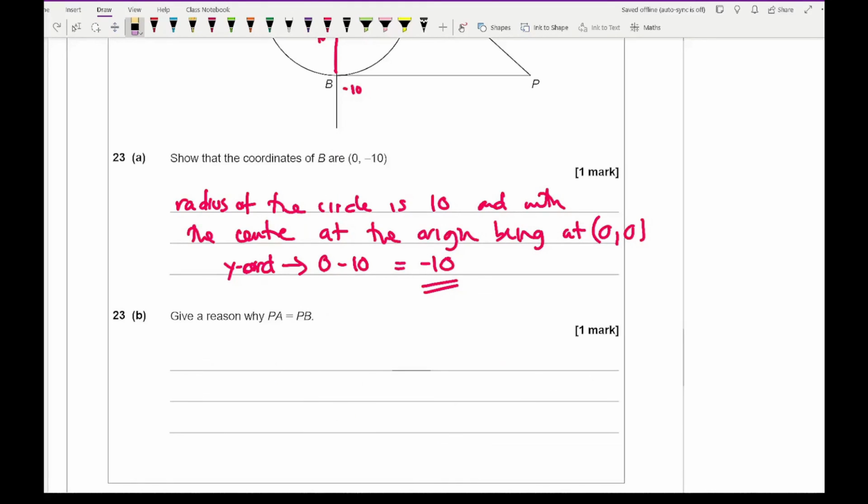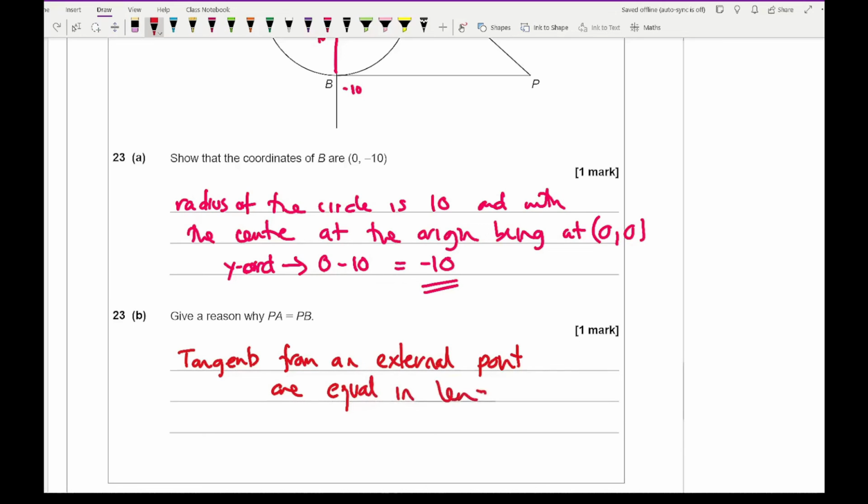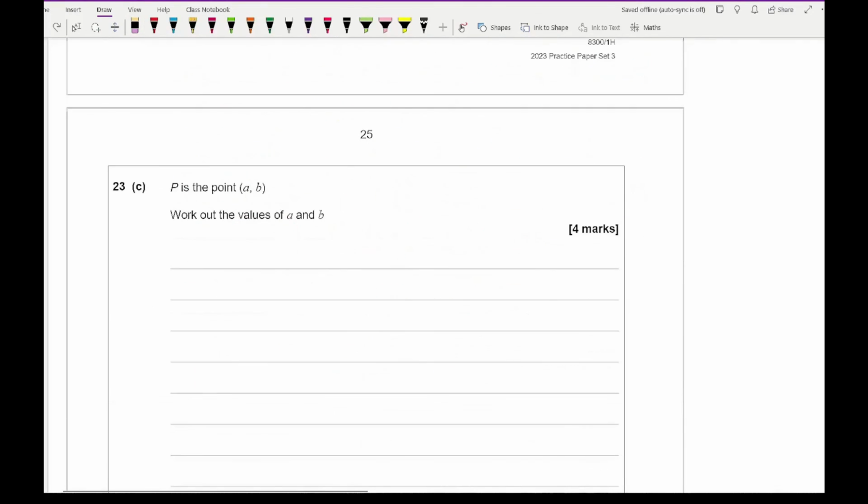Then for question 23b, it says give a reason why PA equals PB. Well, that's going to be using a circle theorem, and the circle theorem basically states that tangents from an external point are equal in length. So something along those lines would be fine; you don't have to use those exact words. As long as you mention the words tangents, external point and equal length, then that should be fine to get you 1 mark.